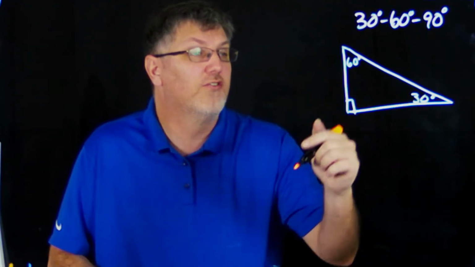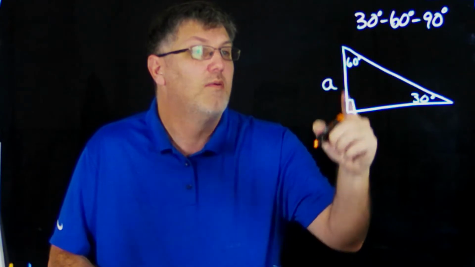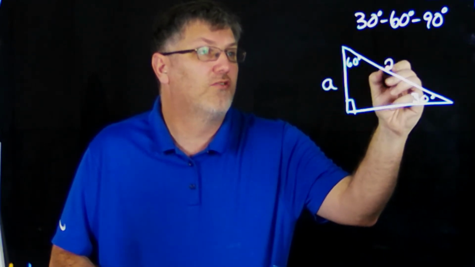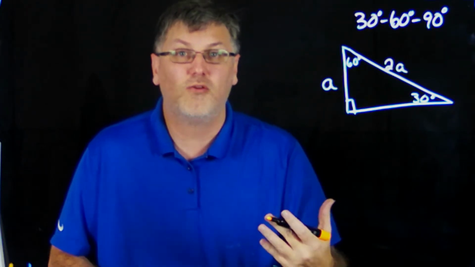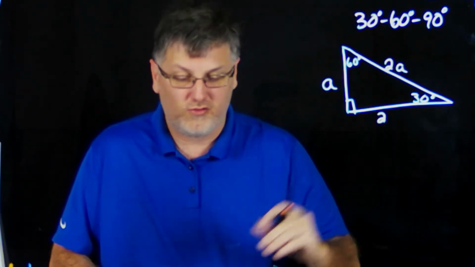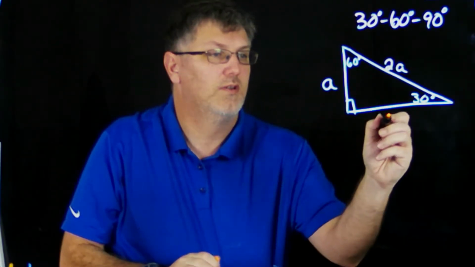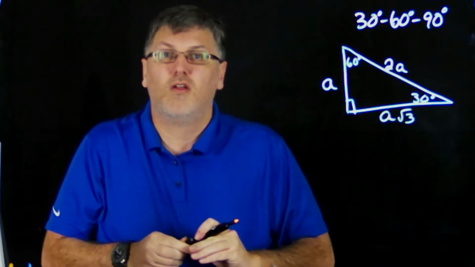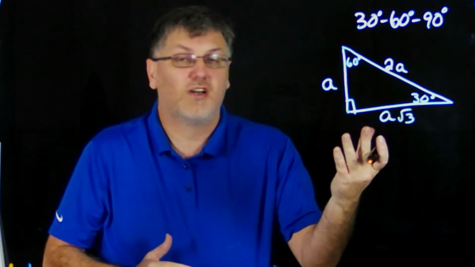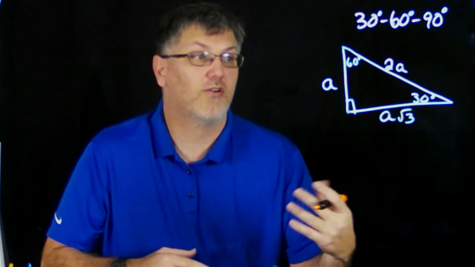I have my 30 degrees, and the side directly across from 30 degrees, we're going to call this A. My hypotenuse here, I'm going to call this 2A. And then directly across from my 60-degree angle is going to be A square root 3. Okay. Just like with our 45, 45, 90, this is going to be a pattern.